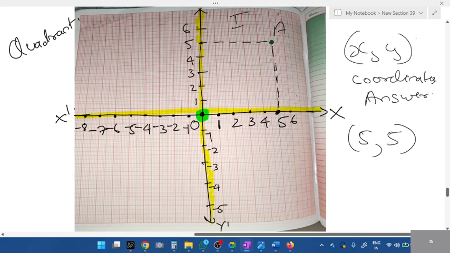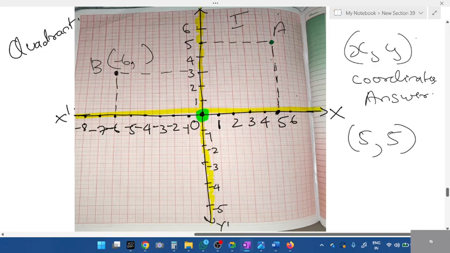Next, if I plot a point here, B. Look at B, students. Always first connect with the x-axis. What's the answer? On the x-axis it is negative. Now it is negative: minus 6, comma. What about the y-axis?